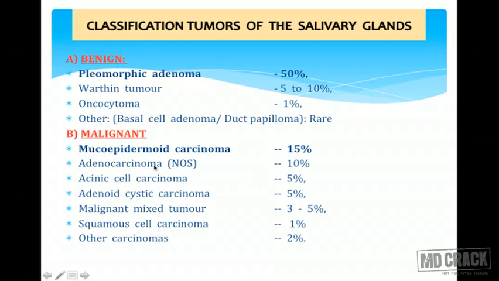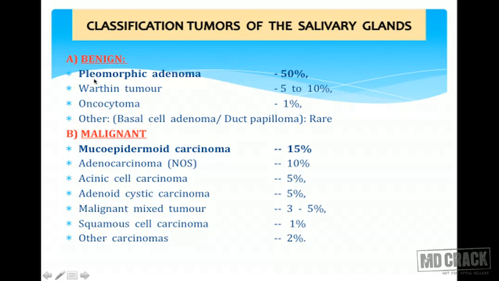It is mainly from the ductal epithelial cells. Acinic cell carcinomas are very, very important, known for recurrence, a very aggressive tumor. Acinic cell carcinomas are around 5%. A very interesting tumor, I will tell about it. Adenoid cystic carcinoma is around 5%. Malignant mixed tumor is again around 3 to 5% of the cases. Very rarely, especially if there is a stone in the ducts, that can cause squamous cell carcinoma of the salivary gland ducts. Other tumors are very, very rare.